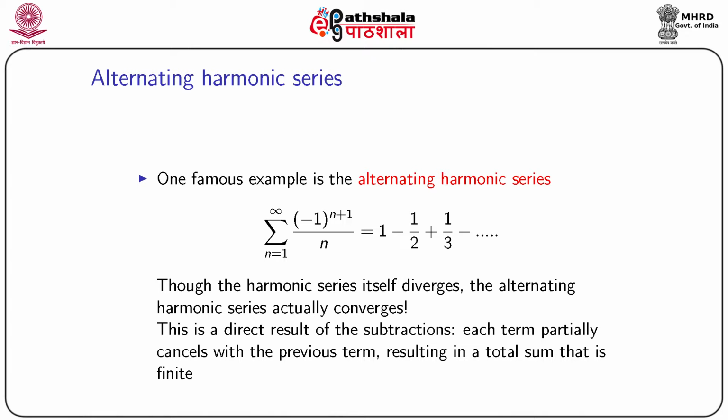So it will be something like that: 1 minus 1/2 plus 1/3 minus 1/4. Though the harmonic series itself diverges, the alternating harmonic series actually converges. This is a direct result of the subtractions. Each term partially cancels with the previous term, resulting in a total sum that is finite. So this alternating harmonic series is convergent, whereas the harmonic series itself is divergent.